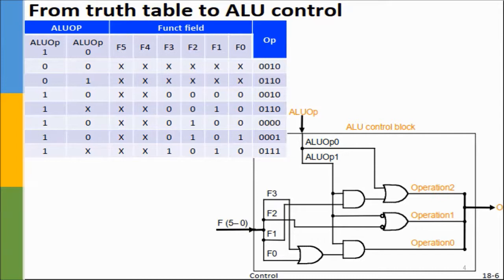For example, when the ALU OP bits are 00, as in the first row of this figure, we always set the ALU control to 0010, independent of the opcode. In this case, the opcode inputs will be don't care in this line of the truth table. Later we will see some examples of another type of don't care terms.